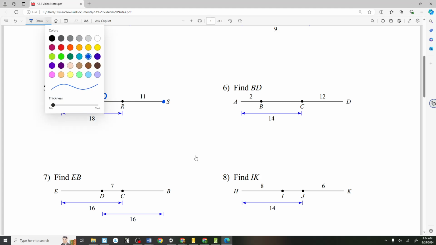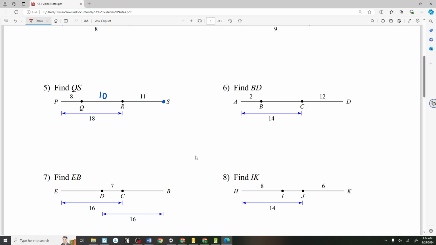So they're asking me for this distance, which once I know what QR is and I know what RS is, I can add them together, because this piece plus this piece is going to add up to the whole thing. So that's going to tell me that QS is 21.